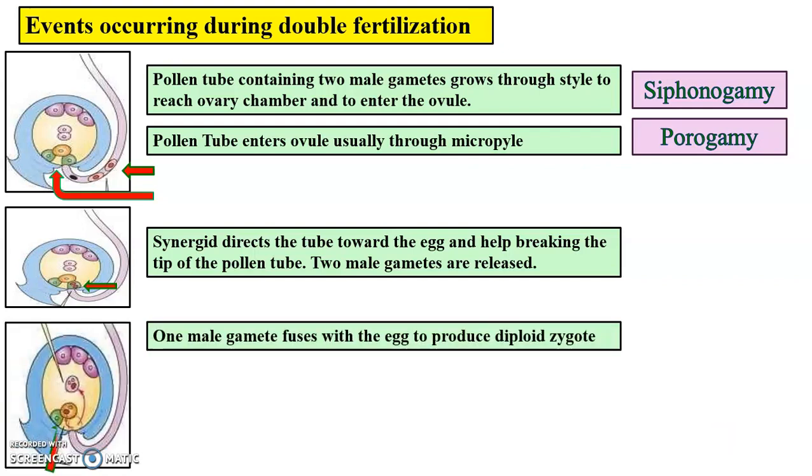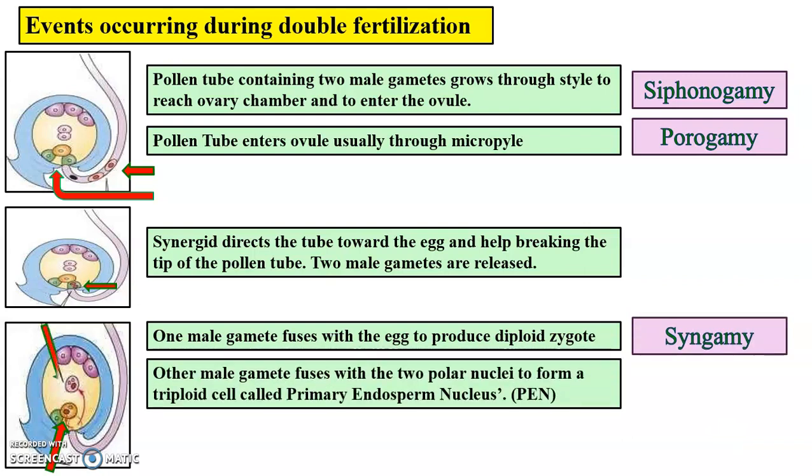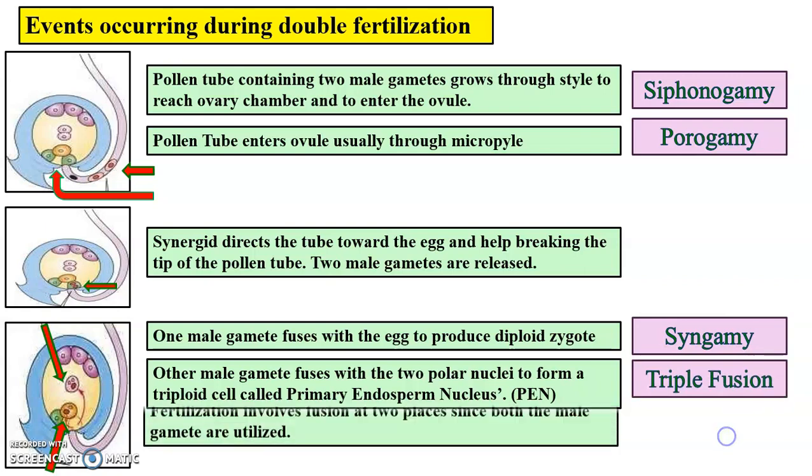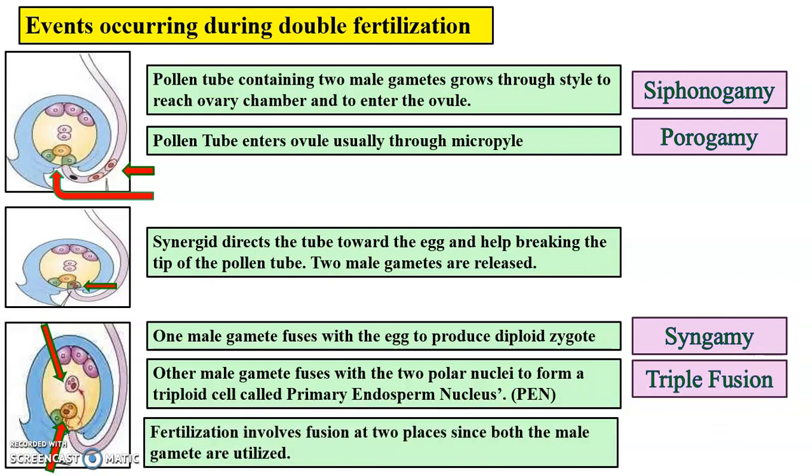One male gamete fuses with the egg to produce a diploid zygote. This is called syngamy. The other male gamete fuses with the two polar nuclei to form a triploid cell called primary endosperm nucleus (PEN). This is called triple fusion. Since both the male gametes are utilized, the fertilization involves fusion at two places. This is called double fertilization.